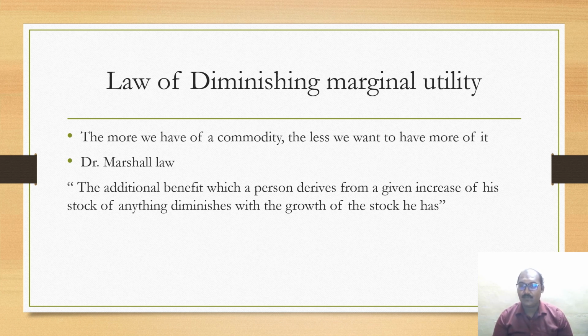Example, a person is having only one smartphone. That smartphone is valuable for him. But if the smartphone count increases to 2, it will be somewhat useful. If it goes on increasing like 3, 4, 5, 6, 7, it becomes useless. That's the simplest explanation of this law of diminishing marginal utility.